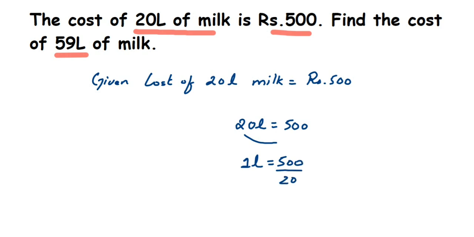In case it's confusing you which number to get divided or multiplied, or with what number you have to divide, you can do it in this way. So 500 divided by 20. So this 500 rupees we're dividing into 20 liters. We're going to get the cost of 1 liter here.